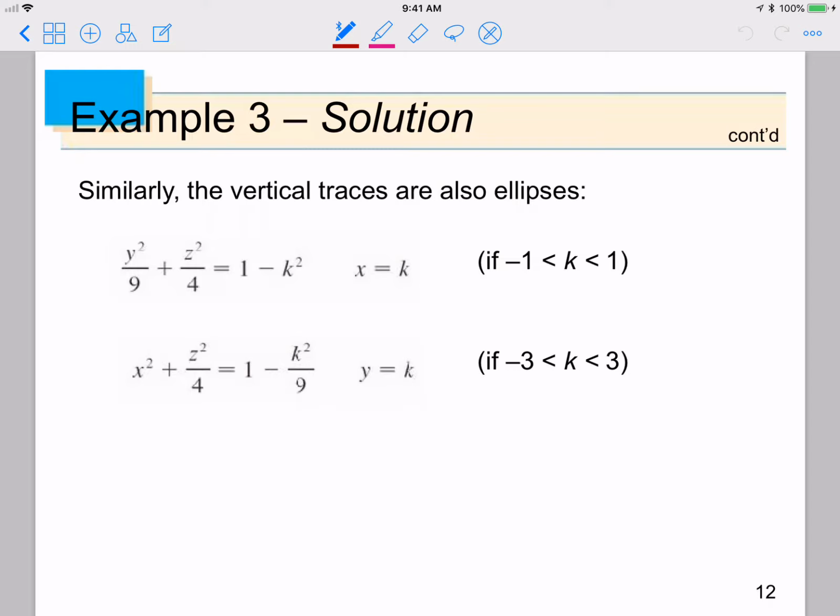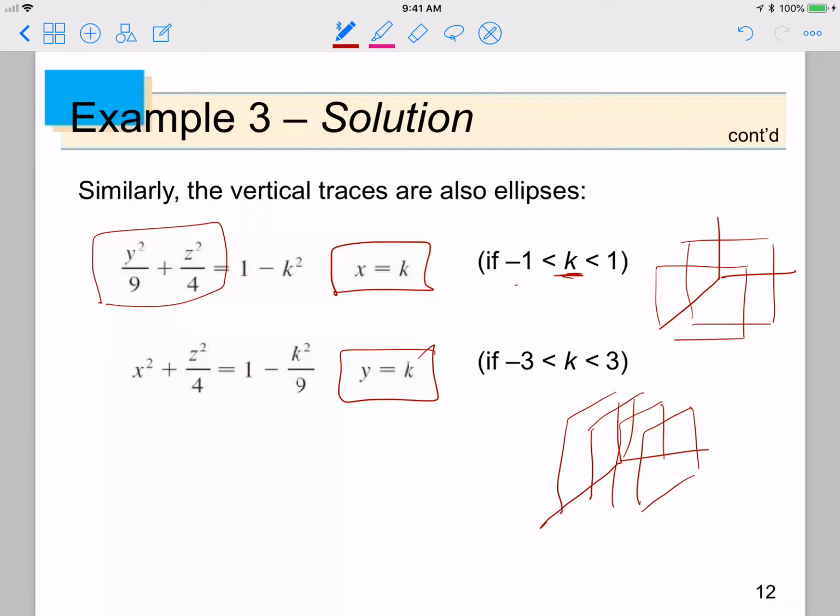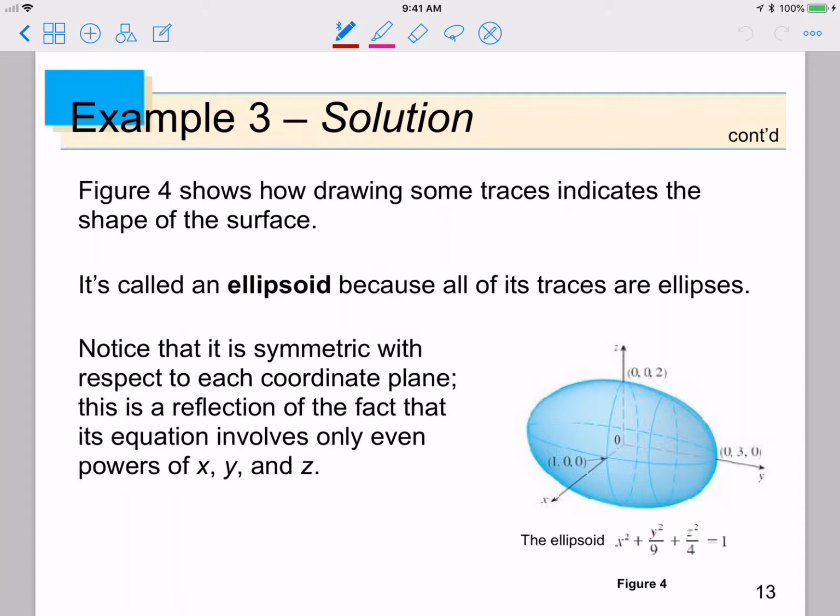Then we can do similar computations to get the traces. What happens if we plug in x equals k? This means we're looking at cross sections that are parallel to the YZ plane. It turns out that we'll have these cross sections being ellipses as long as we are in between negative 1 and 1. And then similarly, as long as y is in between negative 3 and 3, we're doing traces that are parallel to the XZ plane. Putting it all together, this is what it looks like.